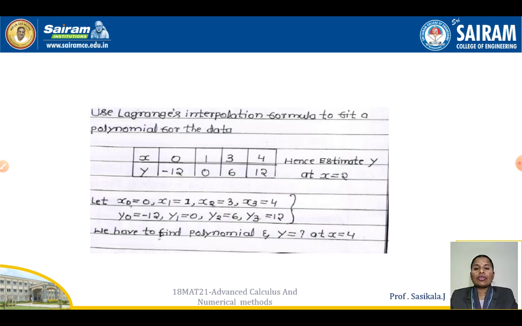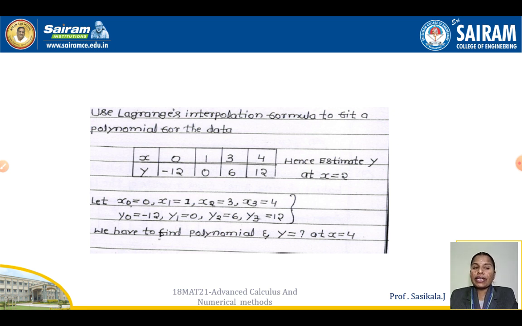Okay. So we'll go with the next question. Use Lagrange's interpolation formula to fit a polynomial for the data. What is fit a polynomial? We have seen it in Newton's divided difference also. Fit a polynomial is nothing but, in the formula, without replacing your x value, first we need to make it a polynomial equation. Later, if the question asks, you can substitute your x value. Got it? So what is given: x is 0, 1, 3, 4 and y is minus 12, 0, 6, 12. Hence, estimate y at x is equal to 2. The question is, after fitting a polynomial, we need to find your y value.